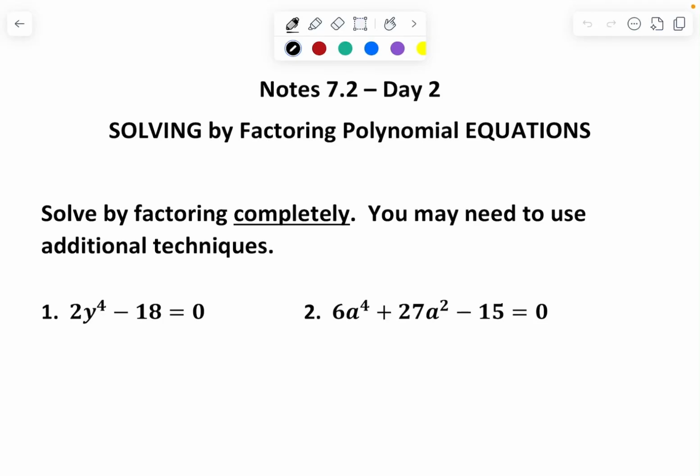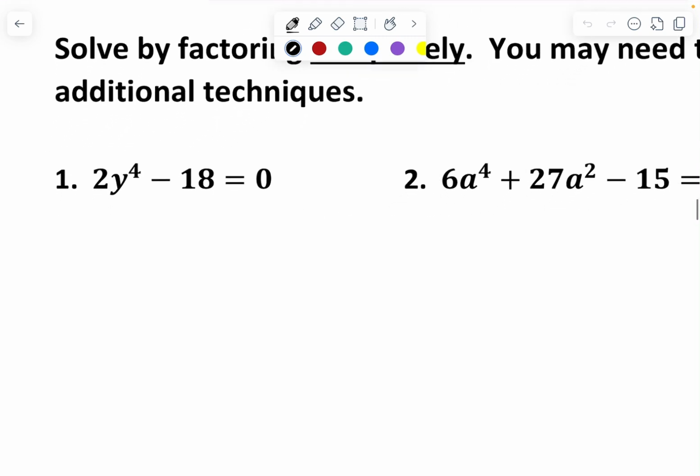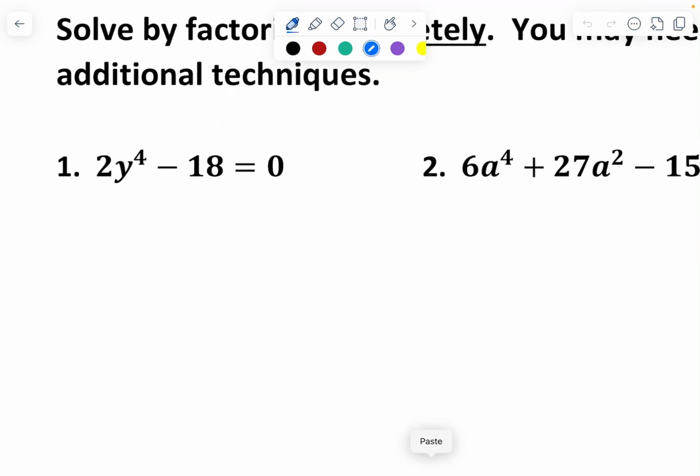Okay, in this lesson, we're going to be solving by factoring these polynomial equations. And so when you're solving, you're going to see equal signs, and you're going to actually be solving for what the variable equals. And so in the case of number 1, anytime we factor, look for a GCF first. And so in this case, we can divide both terms by a 2. And so I'm going to factor that GCF out, and that's going to leave y to the 4th minus 9.